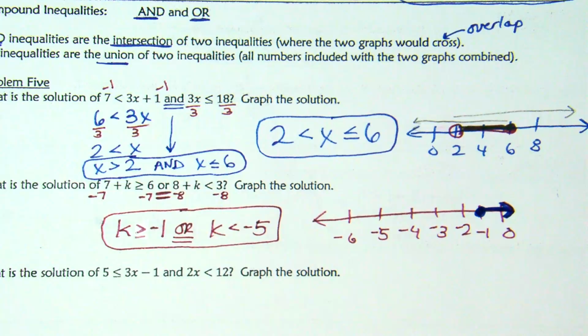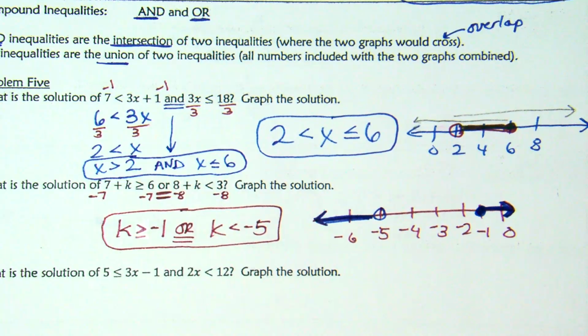Open circle, going to the left. Okay, it doesn't matter that they don't overlap. You just shade whatever it tells you to shade. So with the or statement, generally the shading tends to go out. Questions on that one?